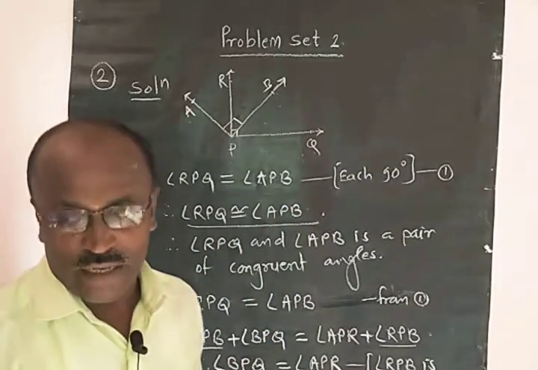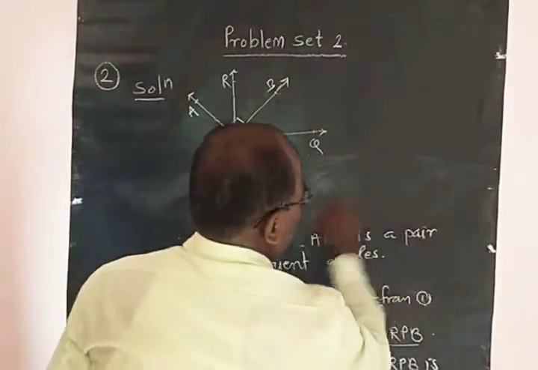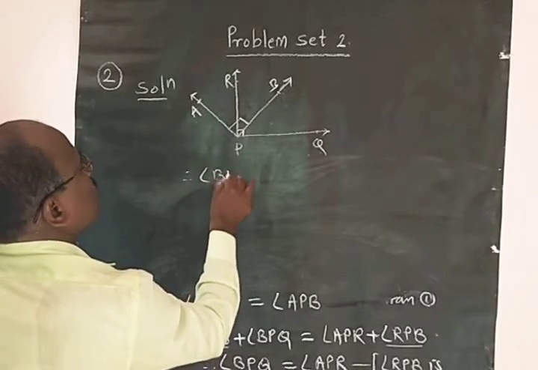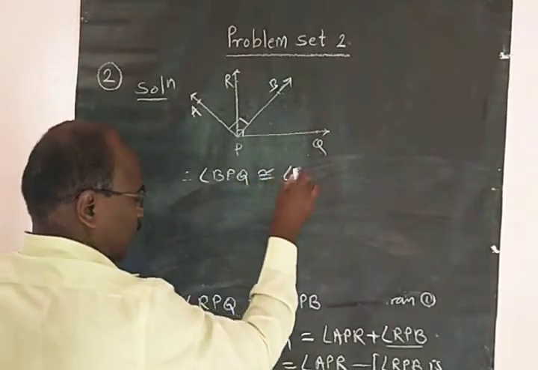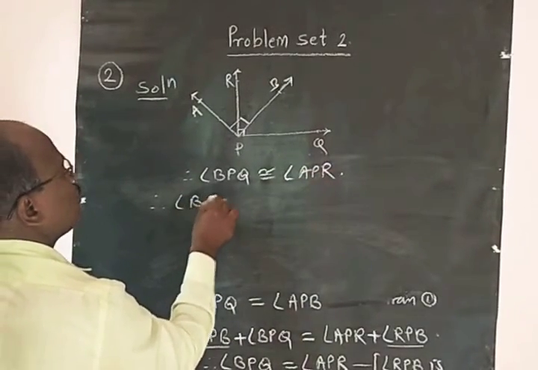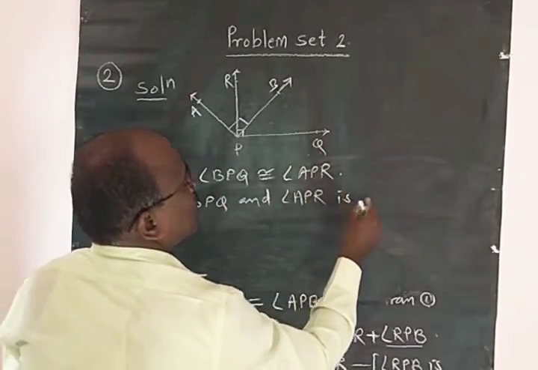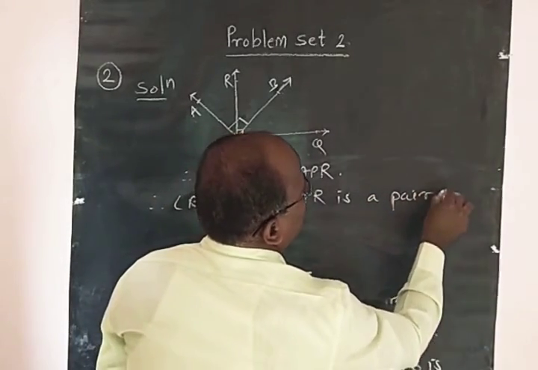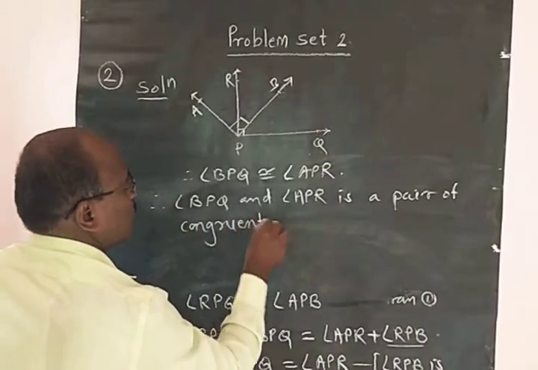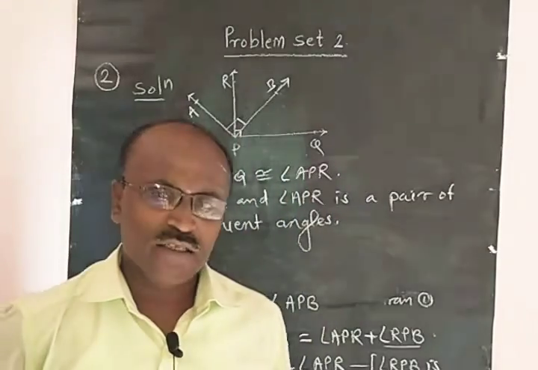Okay, so here these two angles are congruent, equal. That means these two angles are congruent to each other. Therefore here write angle BPQ is congruent to angle APR. Therefore angle BPQ and angle APR is a pair of congruent angles. Okay, अशा पद्धतीनं हे तिन्ही पेयर्स आपल्याला लिहिता येतील.